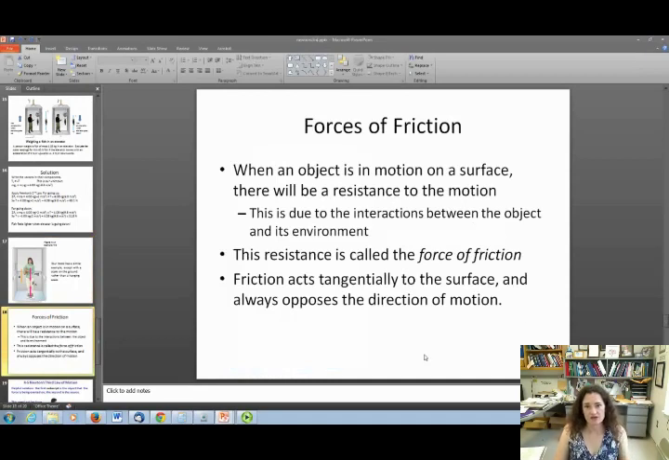The next force that I want to cover is the force of friction. We'll cover this in more detail in the next lecture. But for now, let's just define the force of friction as the resistance to the motion for an object that's moving along a surface. And this is due to some interactions between the object and the surface that it's sliding across. Friction always acts tangentially to the surface. In other words, it always acts parallel to the surface. And it always opposes the direction of motion. If the object is at rest and it's a static friction, then it opposes the force that's trying to push it.